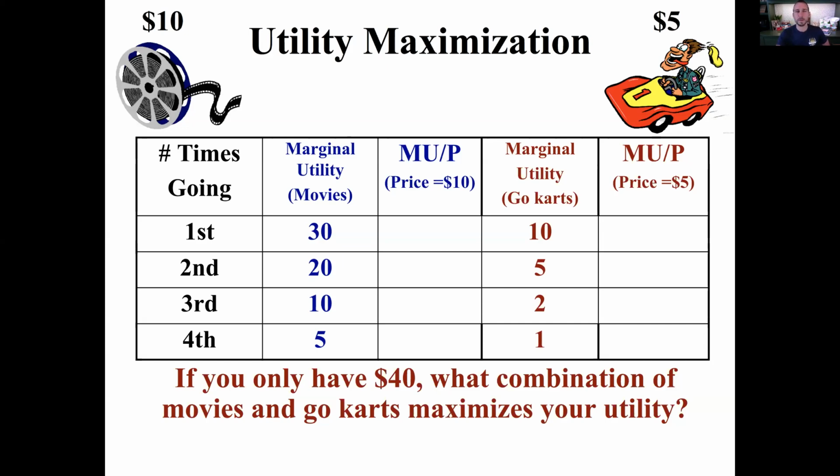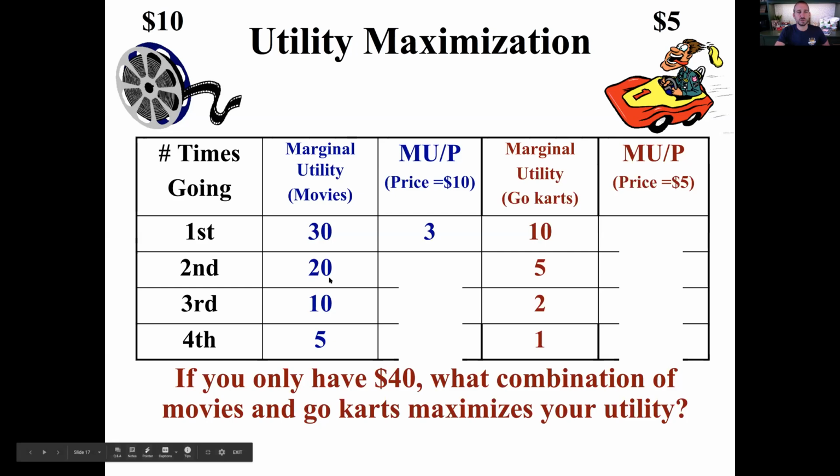So when you make that purchasing decision, it doesn't matter the utility and it doesn't matter the price, it matters the utility per dollar, okay? So this next column is going to be important. That's the relevant column. So that first movie yields 30 utils. It costs you $10, which means it yields 3 utils per dollar, right? 3 per dollar.